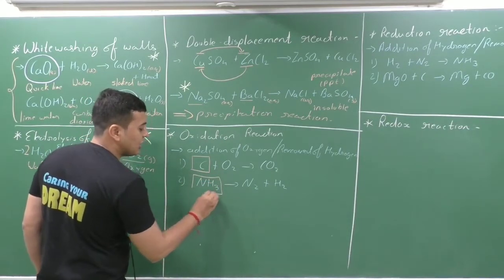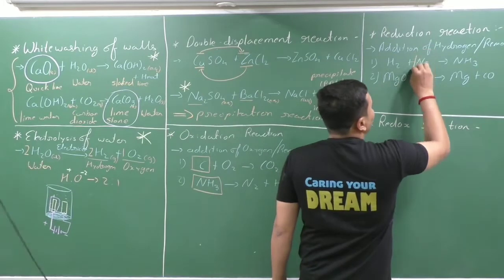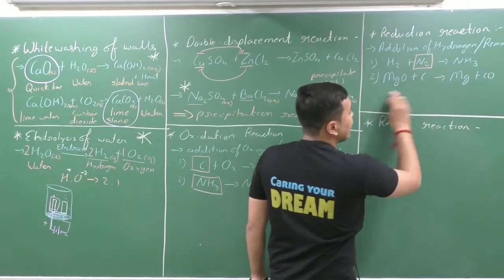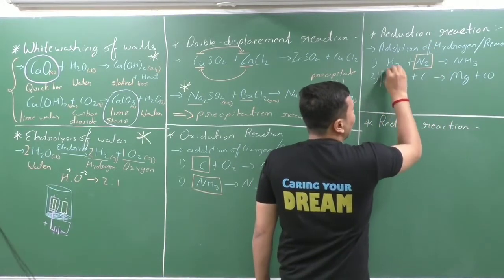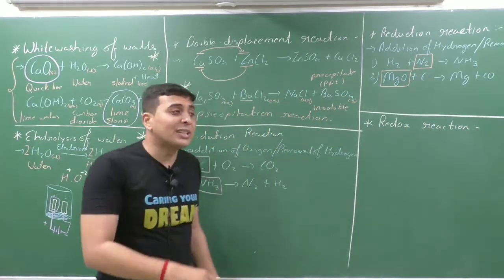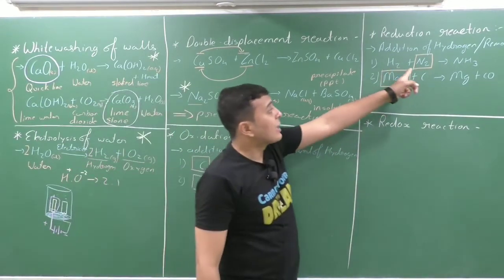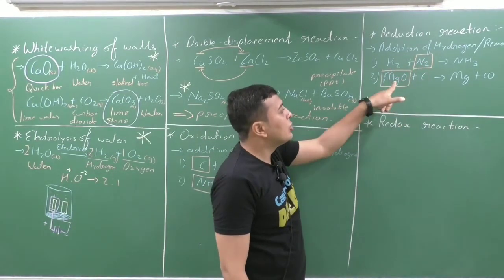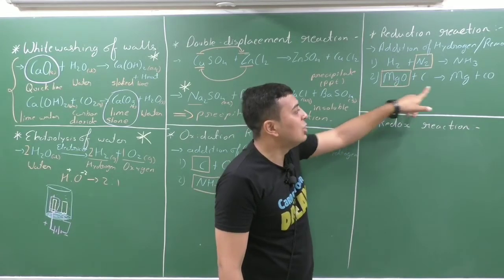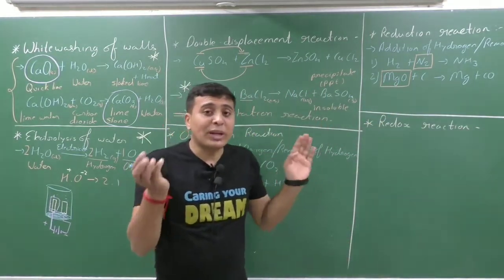Of NH3. Clear? Here reduction takes place of which compound? Of N2. Here reduction takes place of which compound? Of MgO. Clear? The compound which gets oxidized is carbon. The compound which gets oxidized is NH3. The compound which gets reduced is N2. The compound which gets reduced is MgO, not Mg. Clear? So now it is quite simple to you.